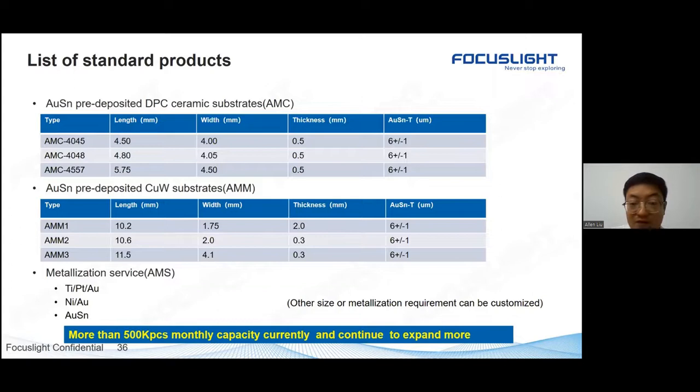Even we can use our experience in application. We can help you to use this better for higher performance in your device. Now we have more than 500,000 pieces monthly capacity, and we are continuing to expand more.